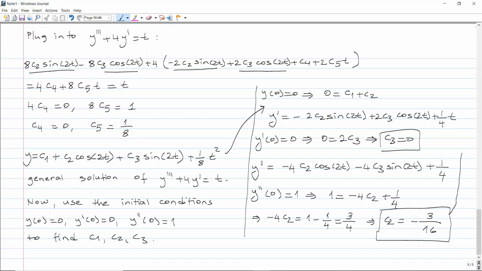And use it in the first equation. c1 plus c2 equals 0. So c1 is minus c2. So c1 is 3 over 16. This is c1.